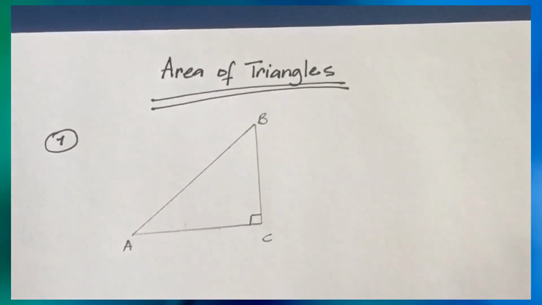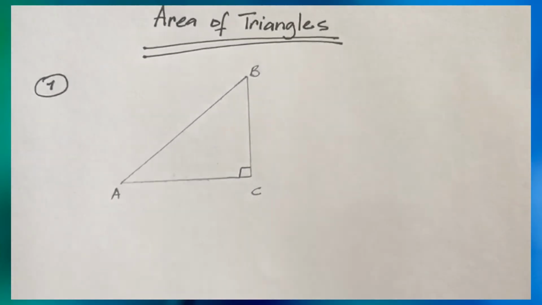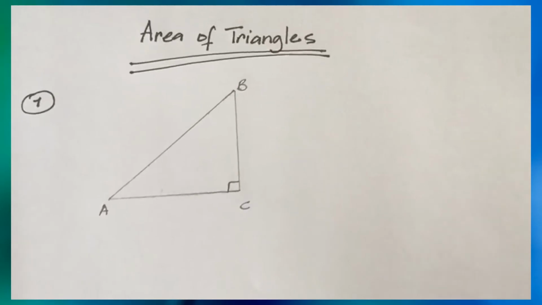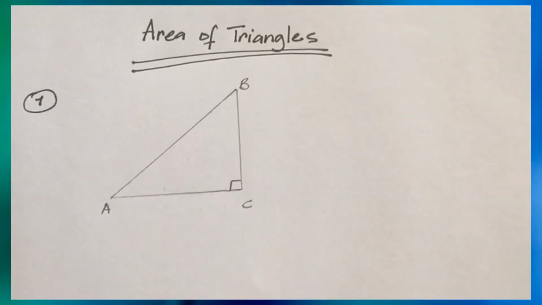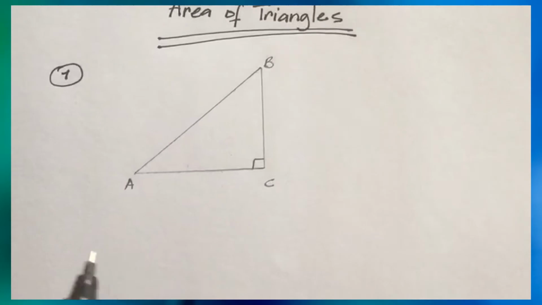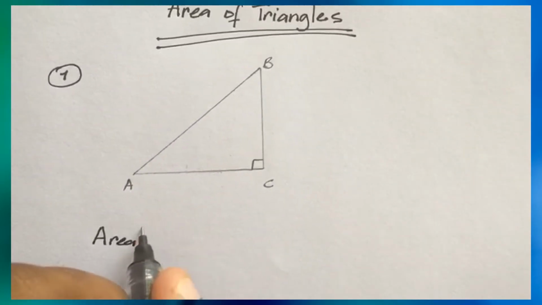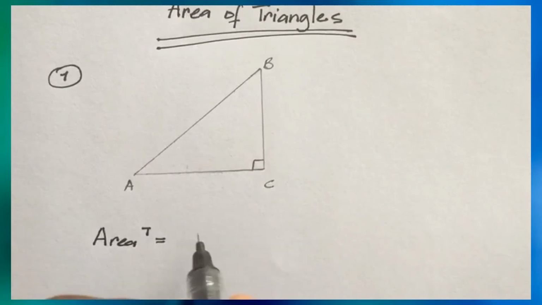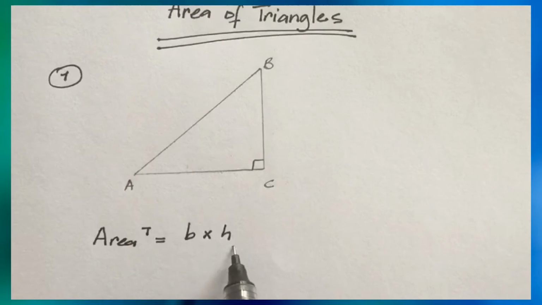So we're looking at triangles in class, and we're looking at the area of triangles, right? And who can tell what the area of a triangle is when we're finding the formula of it? Well, if you said base times height divided by 2, then you're correct. So let me write it for you. Area, T is for triangle, is equal to the base times the height, all divided by 2.